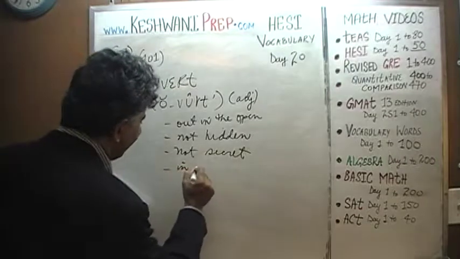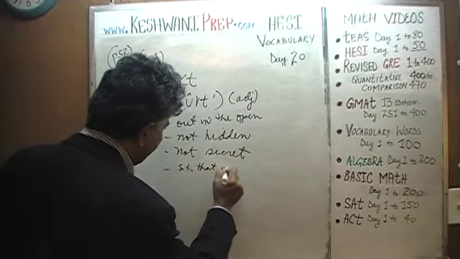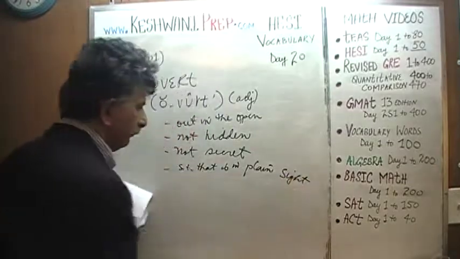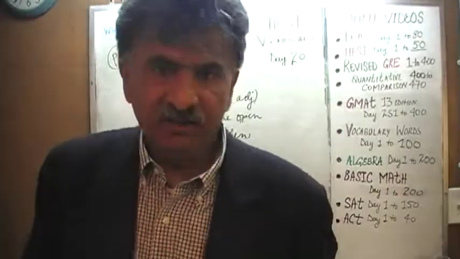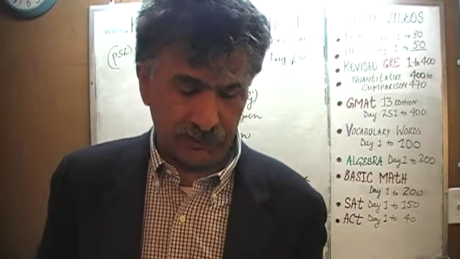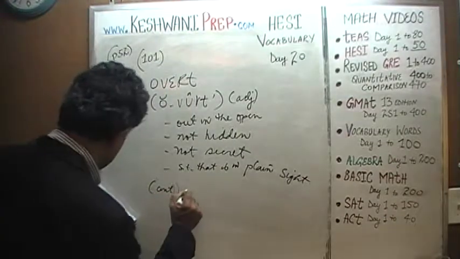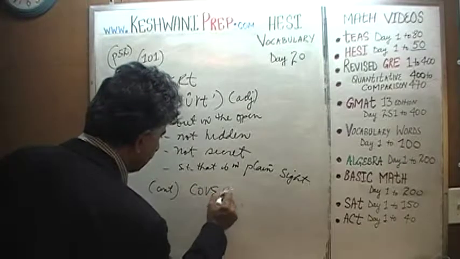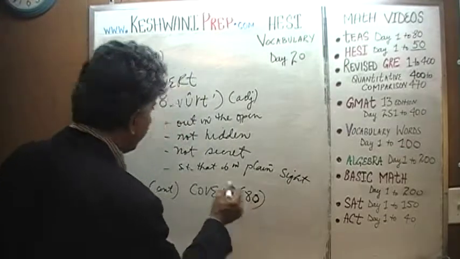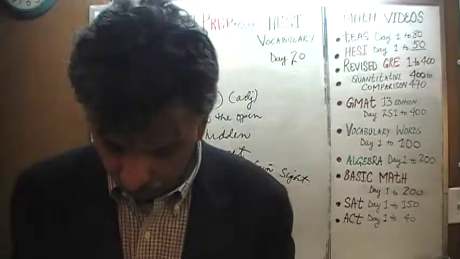It means something that is in plain sight, something that can be easily viewed, something that can be easily seen, is said to be overt. The antonym of overt would be covert, which we already learned. Covert was our word number 80. Today we are on 101. We learned in 80 the word covert.